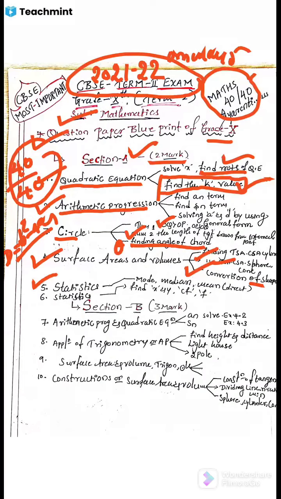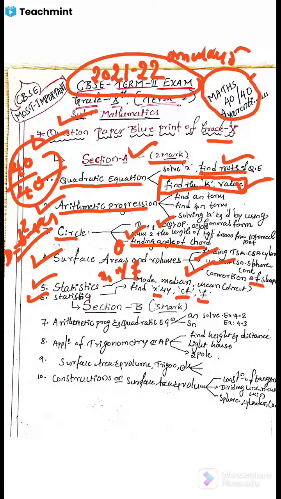Then the fifth question will come from statistics. In this they will ask you to find the x value, y value or missing frequency, like mode, median, mean, and also sometimes the empirical formula as the relation between the mode, median and mean. Yes, the sixth question will also come from statistics, such as finding x and cf, then missing frequency. Please try to concentrate on that chapter, very important.